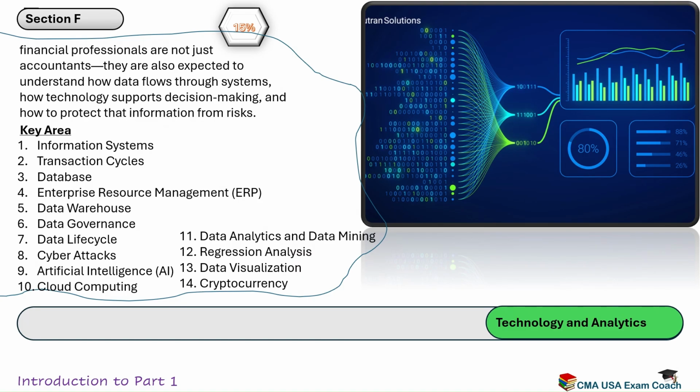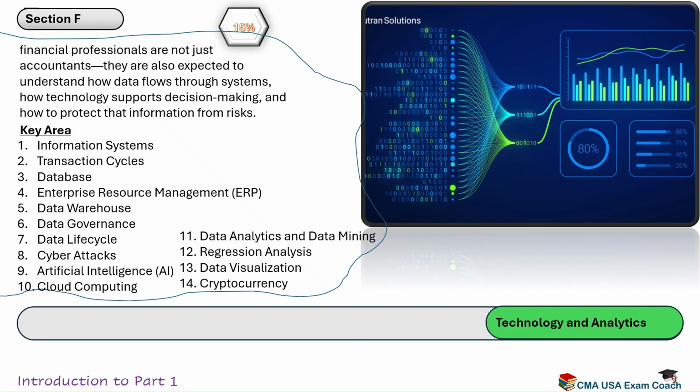Next, cyber attacks. Technology brings benefits, but also risks. Cyber attacks are deliberate attempts by hackers to access, steal, or damage company information. You'll learn about common types of attacks like phishing, ransomware, and data breaches, and the security measures that protect organizations against them.